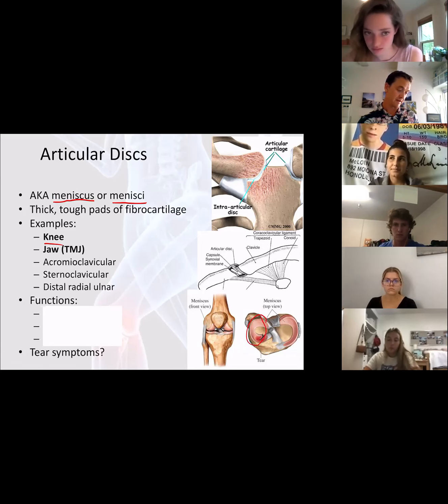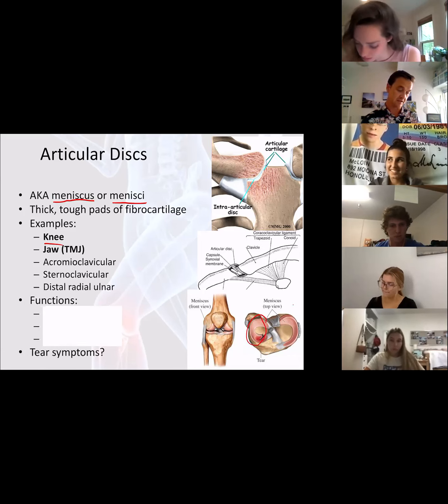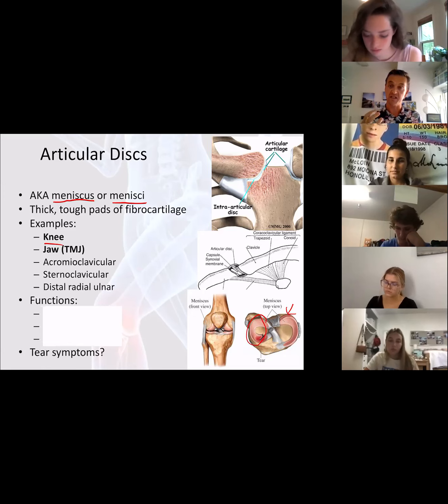So here's a tear. That's a superior view of the knee, the top of the tibia there, seeing those menisci on top. Yeah, so that's that one. The jaw, we talked about that one before. That TMJ syndrome that people can have when their jaw kind of pops or locks. It's because that little articular disc in there can get a little tear in it, or can kind of get stuck between the two bones.